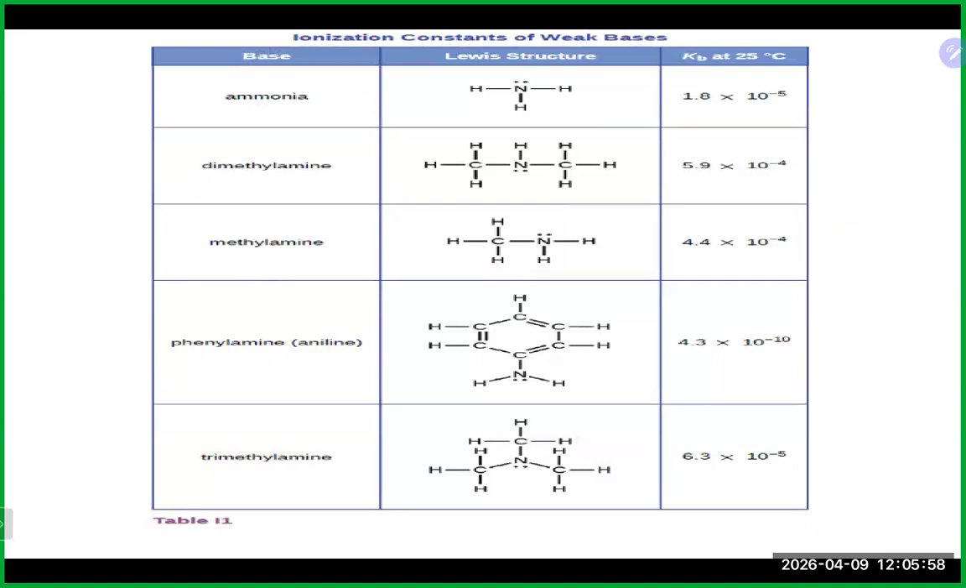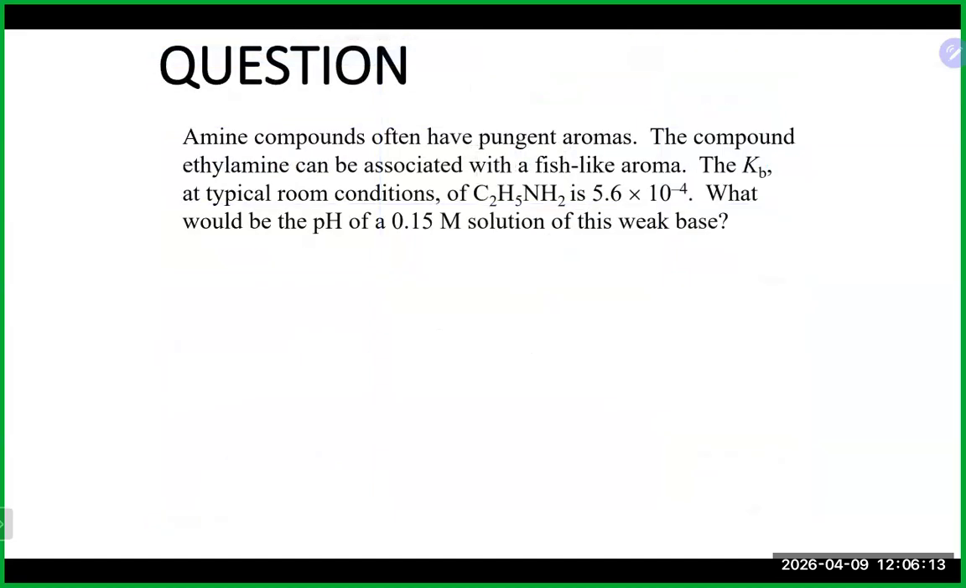All right, so here's the table in your book, which you may have to reference for some Kb values. As I might have mentioned, a lot of weak bases are organic type bases, and organic molecules are basically carbons and hydrogens, and a lot of those will have nitrogens in them, and that's where you find a lot of these organic bases. So let's try one here. What is the pH of a 0.15 molar solution of C2H5NH2 if the Kb is 5.6 times 10 to the minus 4?